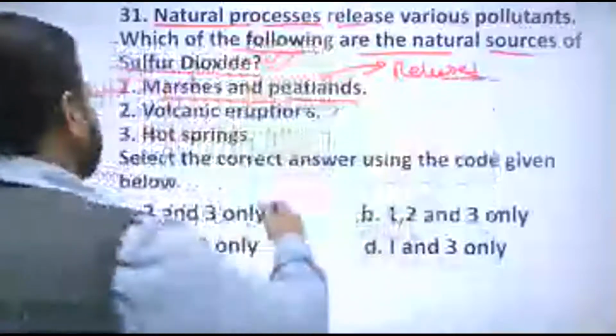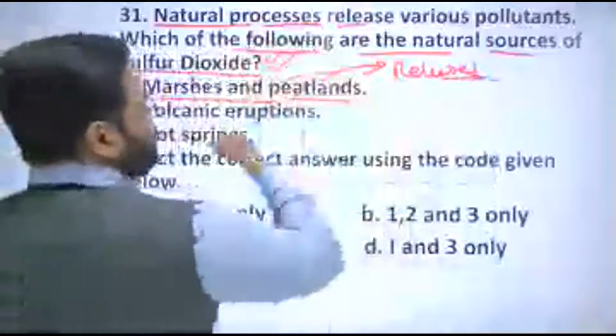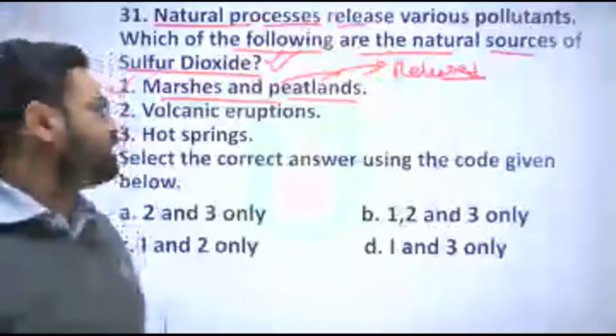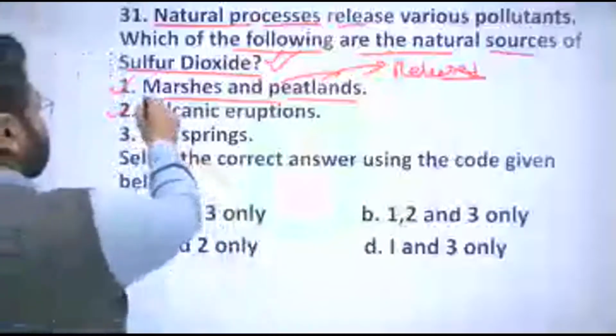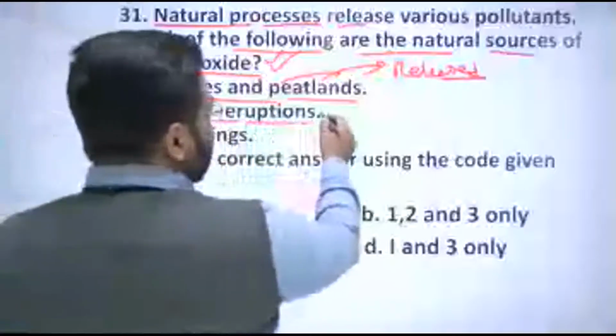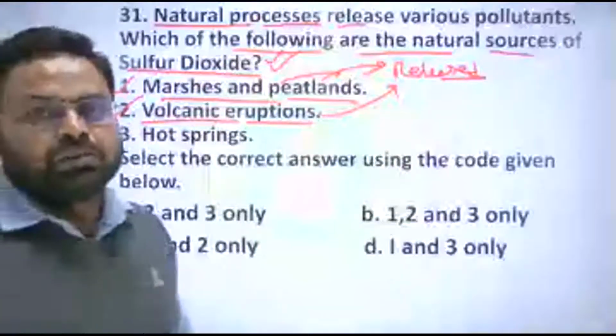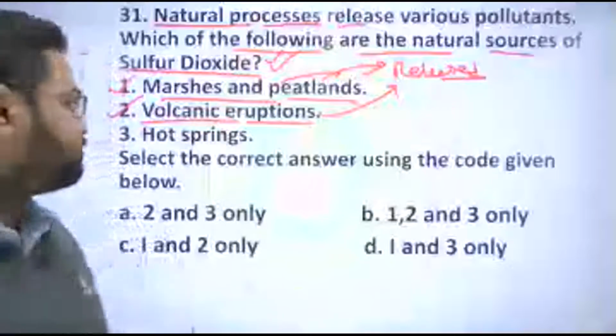And this is the process through which these land features naturally contribute pollutants to the atmosphere. Next is volcanic eruption. Obviously, volcanic eruptions also release various pollutants during the explosion of the volcanoes, right?